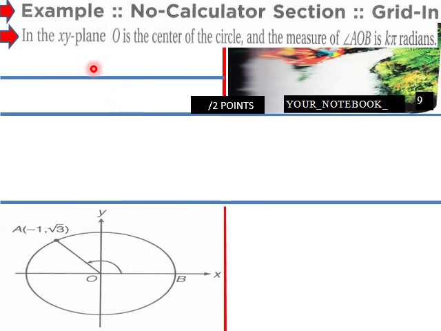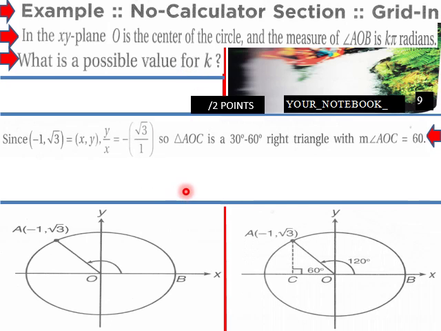No calc section. In the xy plane, O is the center of the circle right here, and the measure of angle AOB is k pi radians. What is the value of k? So since the point is negative 1, square root 3, y over x equals negative square root 3 over 1, so triangle AOC is a 30-60 right triangle, where the measure of AOC equals 60 degrees.